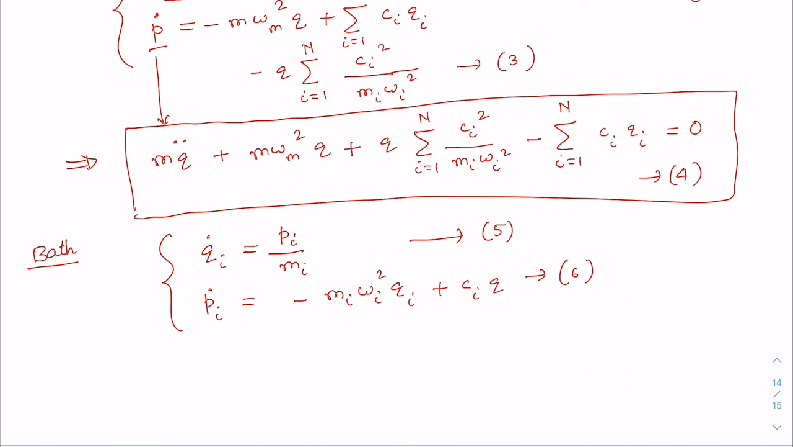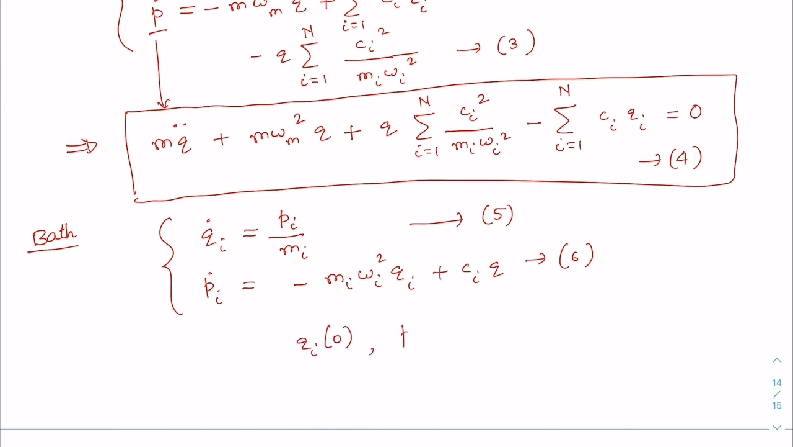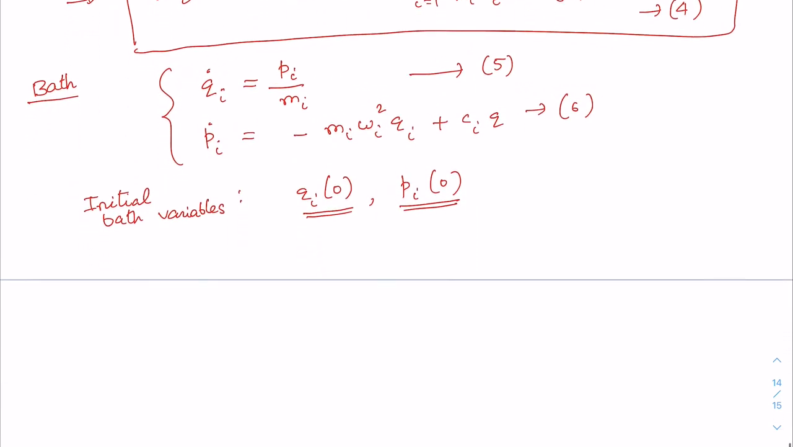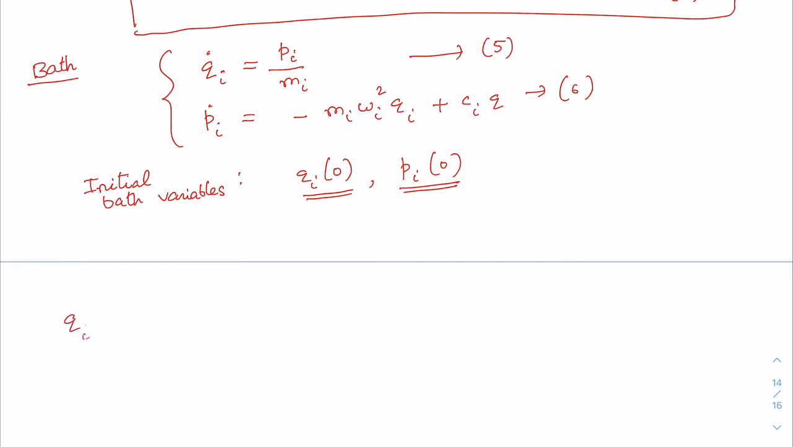Now the solution to the bath equations can be easily written in terms of the initial bath variables, say qi of 0 and pi of 0, the initial bath variables, position and momentum. Let us say at time t is equal to 0, we have qi 0, and at time t is equal to 0, we have momentum as pi 0. Suppose we know all these initial bath variables, then the solution can be written like this. You can verify this just by directly putting it in the equations. So let me write down the solution here. We'll have qi of 0 cos omega i t plus pi 0 by mi omega i.